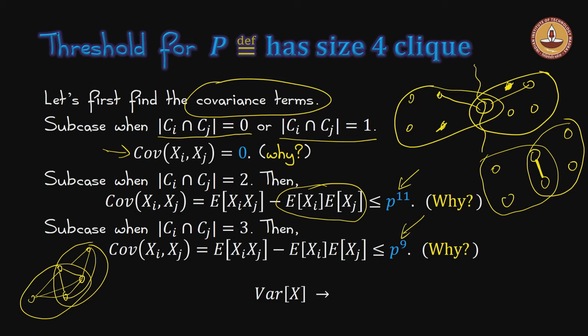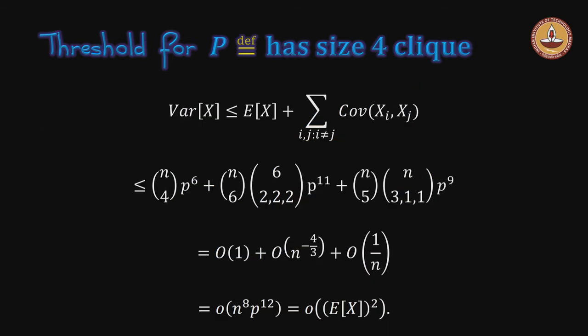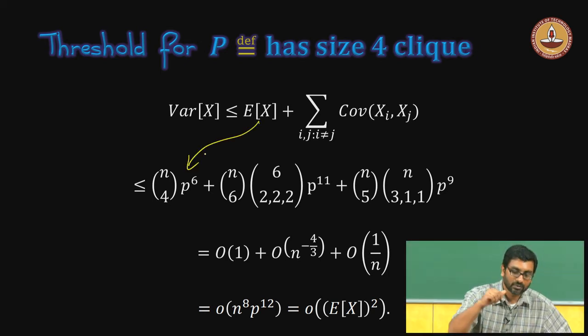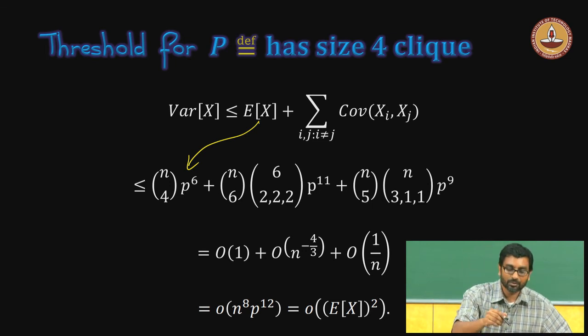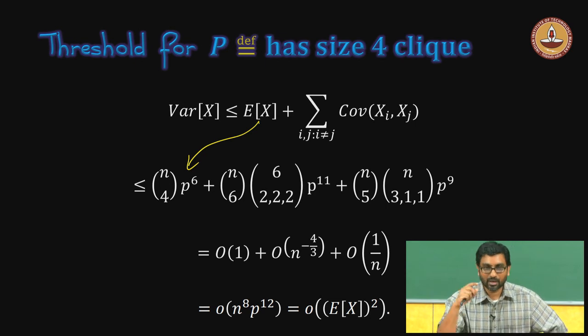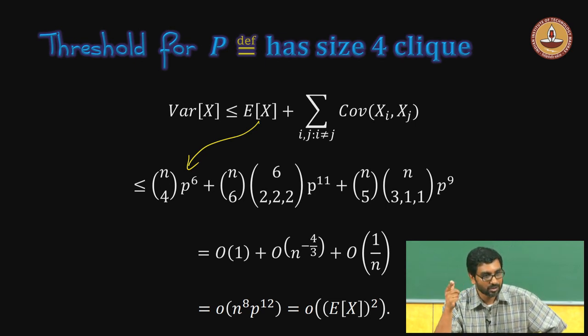So, now we have the covariance terms individually. We just need to put them into the summation. Recall that this is the variance that we want to compute. The expectation of x is this term, n choose 4 p to the 6, we have already seen that. Whenever Ci and Cj have an intersection of either 0 or 1 elements, we have just discarded them. So, we only have to worry about the case where they have 2 common vertices or 3 common vertices.